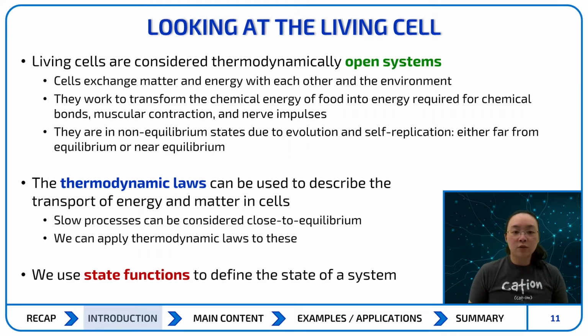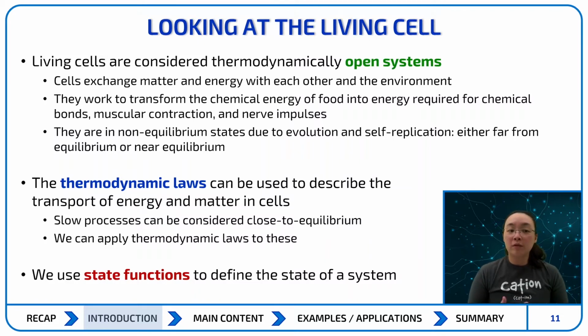So in terms of these two processes, we're either really far from equilibrium or near equilibrium, but never exactly at equilibrium. The thermodynamic laws themselves can be used to describe the transport of energy and matter in cells, but one thing is that we have to look at slow processes. If we look at a slow process, then what we can do is assume that it's really close to equilibrium and achieve some sort of steady state. And then when we take a look at these snapshots or slow processes, then we can apply thermodynamic laws, just so that we can model what's happening within our system.